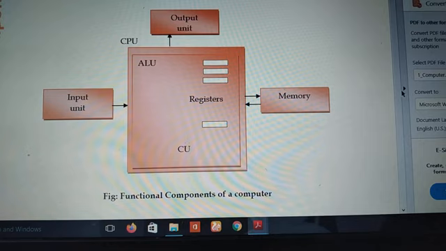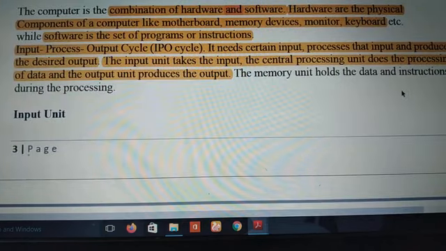Okay. Now coming to memory. Memory in the language of computer machines is called storage. So what can this memory do? Memory is used for storage purposes. If you want to store anything, you can store it in the memory.